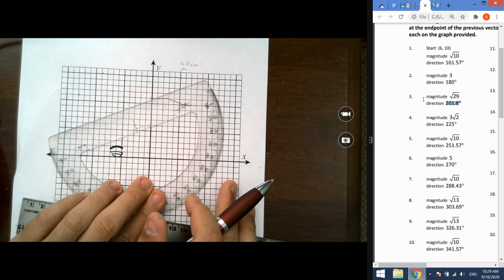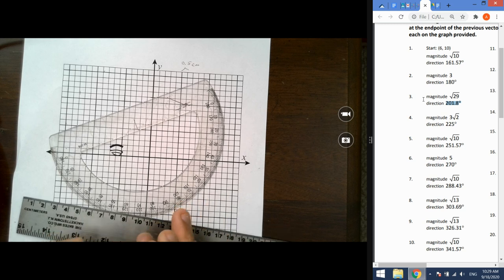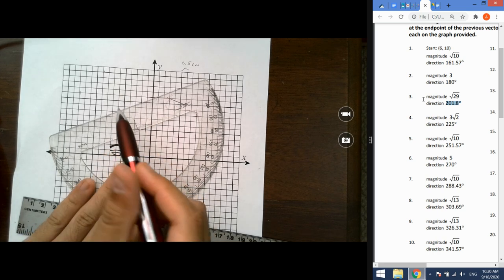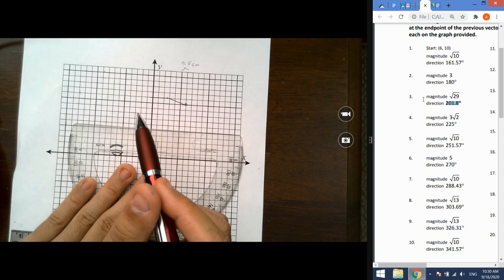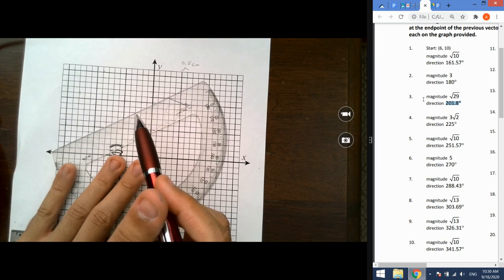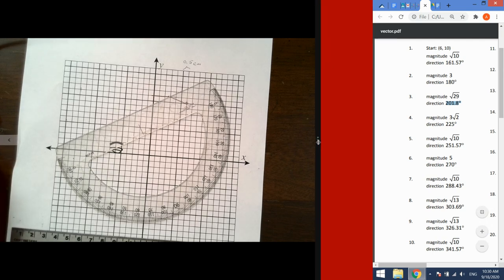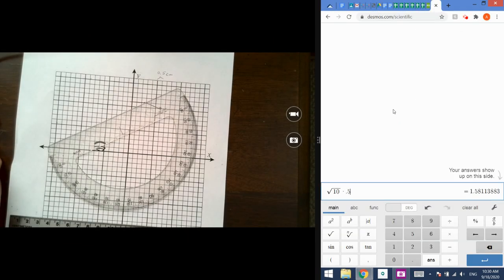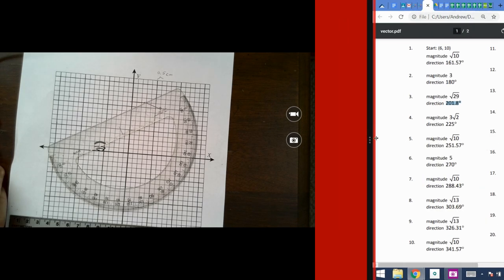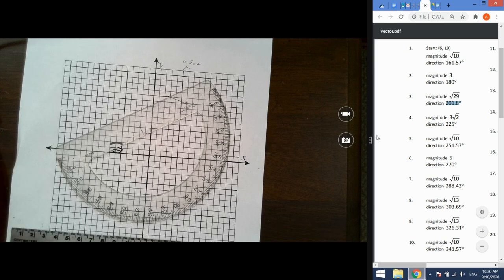But now we want a magnitude of root 29. So magnitude of root 29 is going to be around 5.4, I believe. So we could estimate the length of 5.4 blocks, but we know that the length of each block is 0.5 centimeters. So let's just quickly go over into the calculator and do clear, and we'll do 0.5 centimeters times the square root of 29, which gives us around 2.7 centimeters. So our length is going to be 2.7 centimeters.